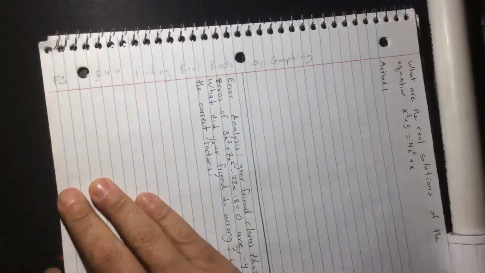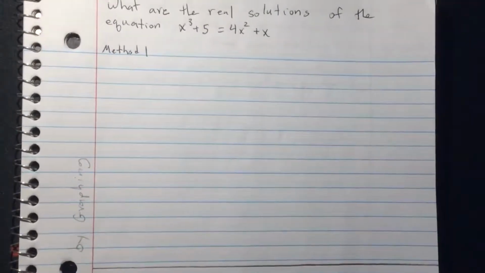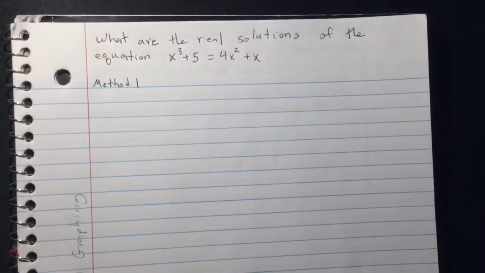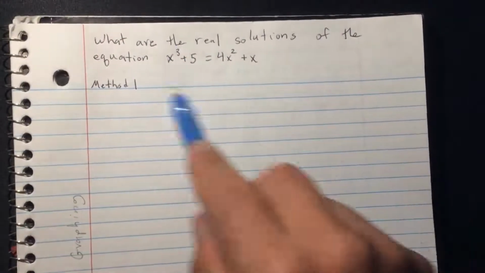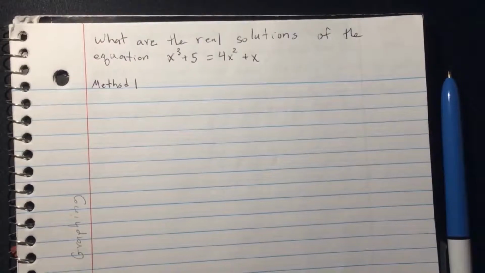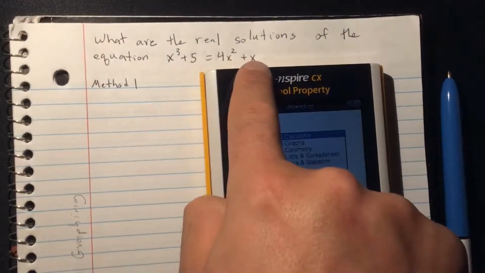This is foldable number 3 of section 4.4, finding the real roots by graphing. At least the top part is. The second one is going to be an error analysis. So we're going to zoom in here. Alright, so what are the real solutions of the equation? And so we're going to use two methods. And our first method is just plugging in the two equations here.